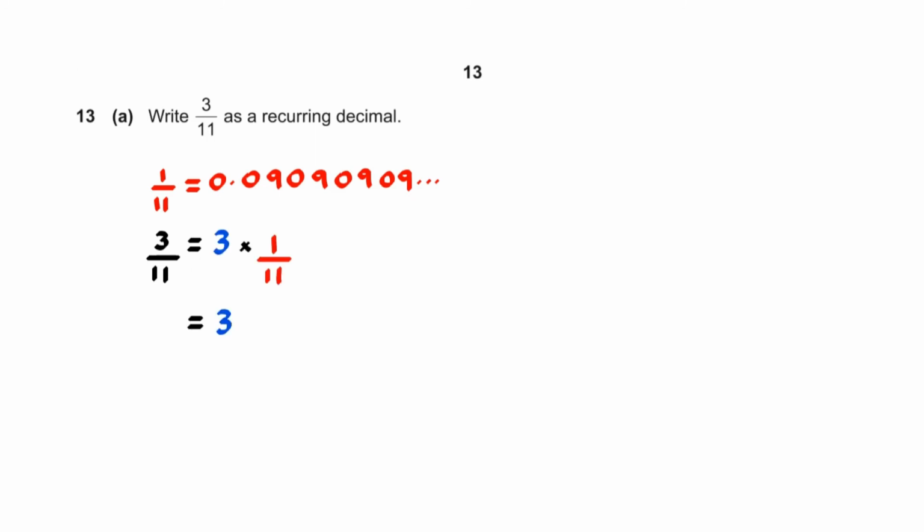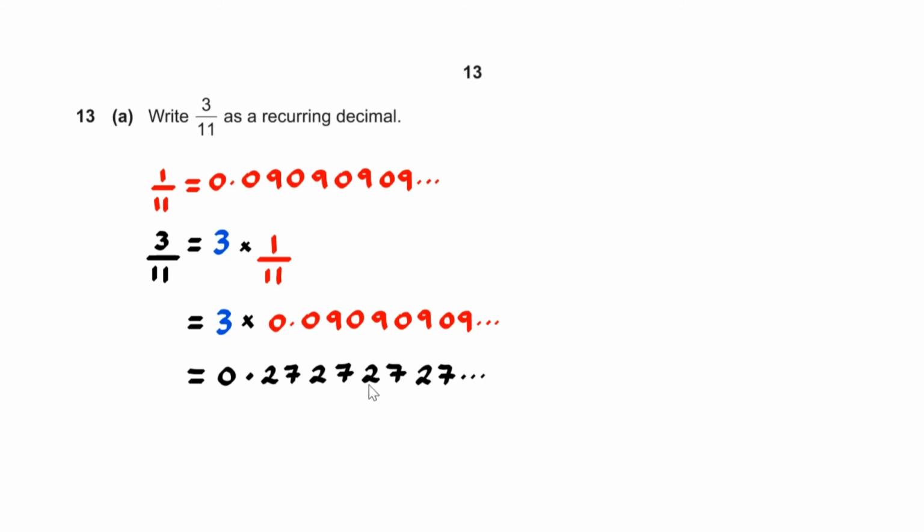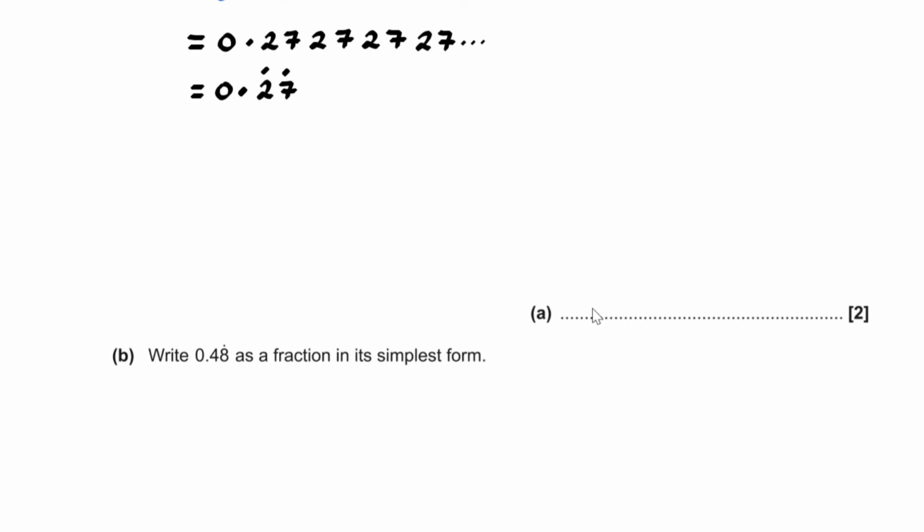Question number 13 for part A, we have to write 3/11ths as a recurring decimal. Well, 1/11th is the same as 0.09090909, etc. So therefore 3/11ths is equal to 3 multiplied by 1/11th. So we've got 3 multiplied by 0.09090909, etc. leaving us with 0.27272727, etc. In other words, we've got 0.27 recurring.